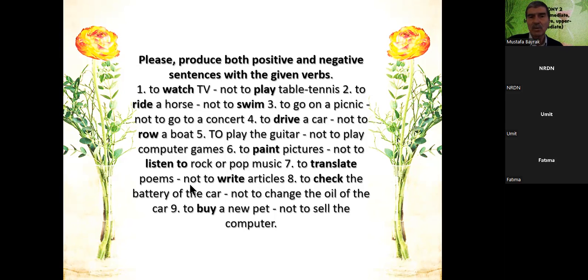To translate poems, not to write articles. To check the battery of the car, not to change the oil of the car. To buy a new pet, not to sell the computer. What are you going to do? I am going to buy a new pet. And what aren't you going to do? I am not going to sell the computer. I am not going to sell my pet.